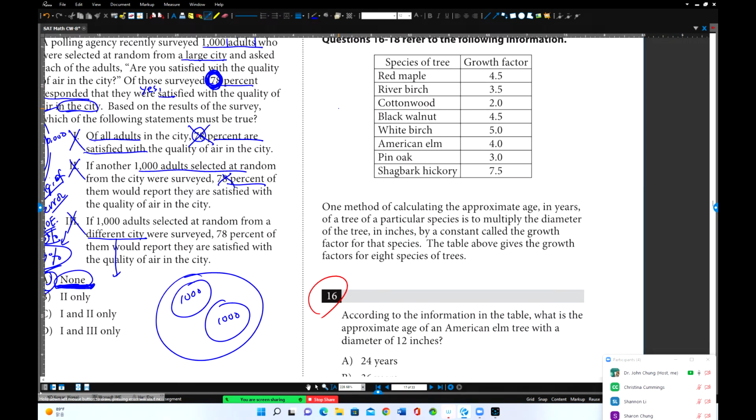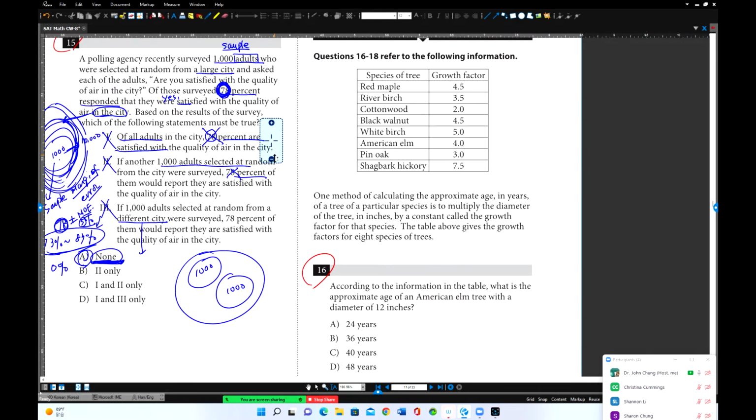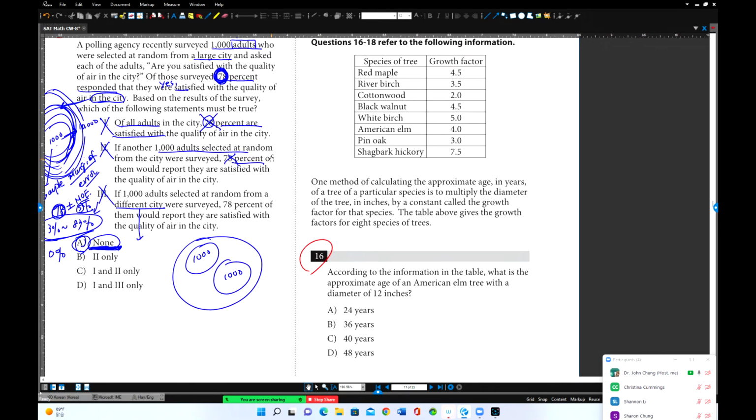Now let's move to number 16 there. Species of tree and the growth factor. We have many trees there. One method of calculating the approximate age in years of a tree of a particular species. Now this one, there is a formula here.